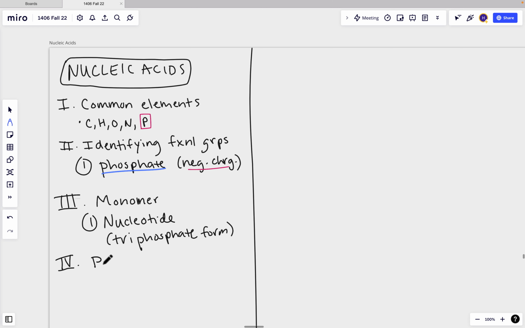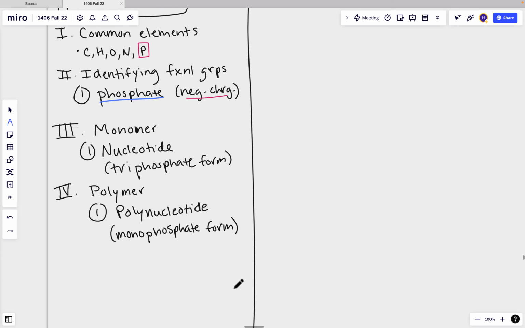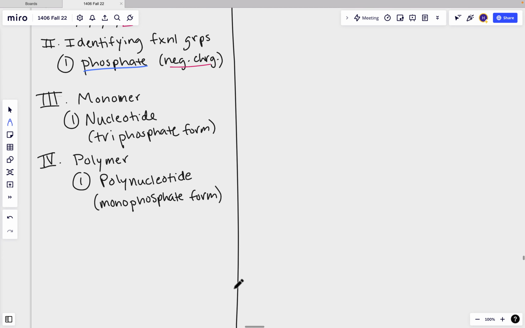What's the polymer of nucleic acids, which is the long string of nucleotides? We can call that a poly, meaning many, nucleotide. That makes sense. And when the nucleotides are stuck together into a polynucleotide, they all just have 1 phosphate because they lose the 2 when they're bonded together. So they're in their monophosphate form. That's not the most important thing. Nucleotide and polynucleotide are much more important than the monotriphosphate, but I want to be thorough with this.